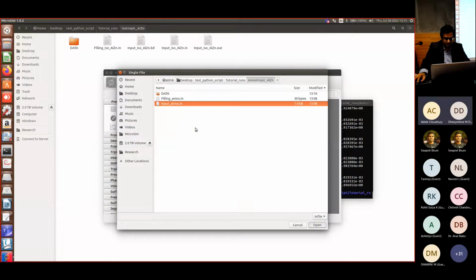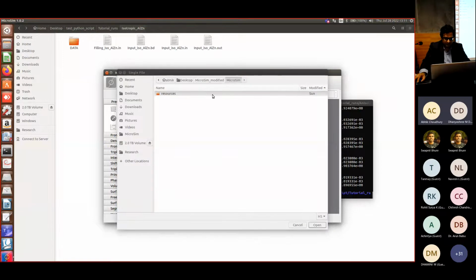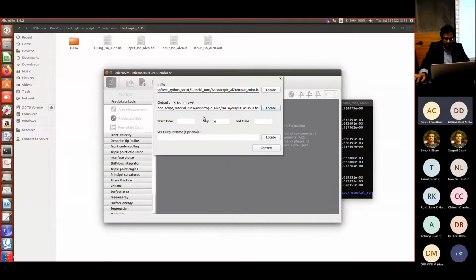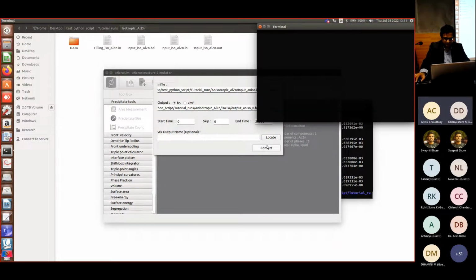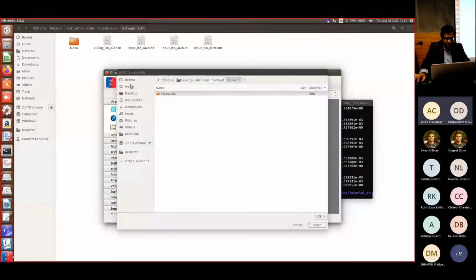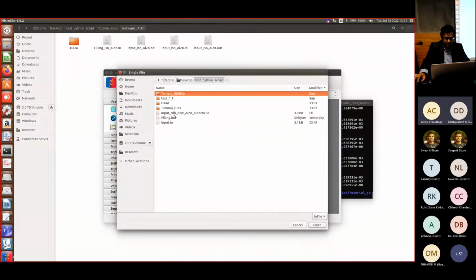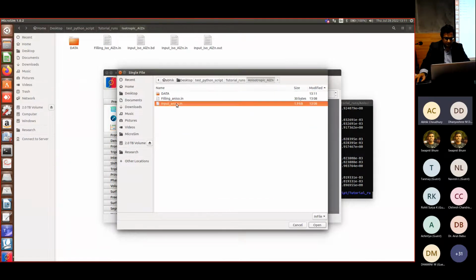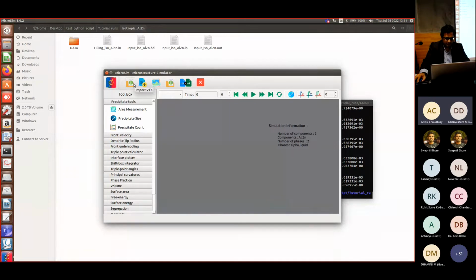You can do the input file that is there. Locate the data. And follow the same type of thing that you did before and convert. So this converts, you can close, then you can go and import. Well, before you import VTK, you need to import the in file. You need to go here, input the in file, and then import the VTK.